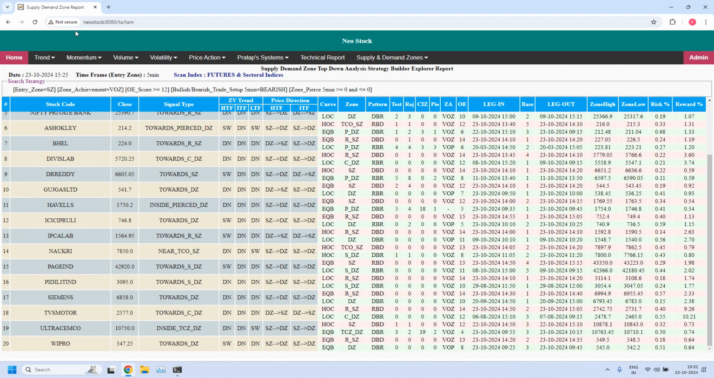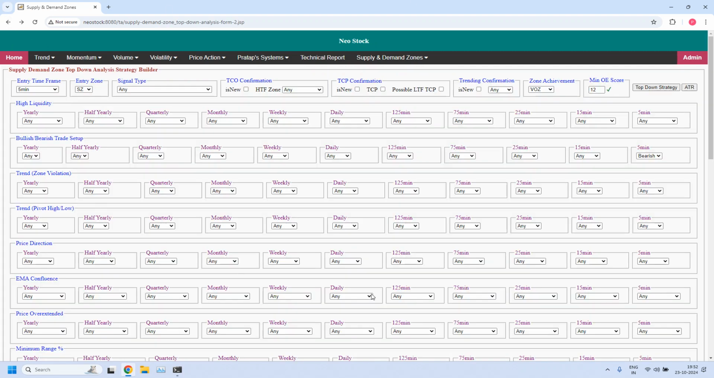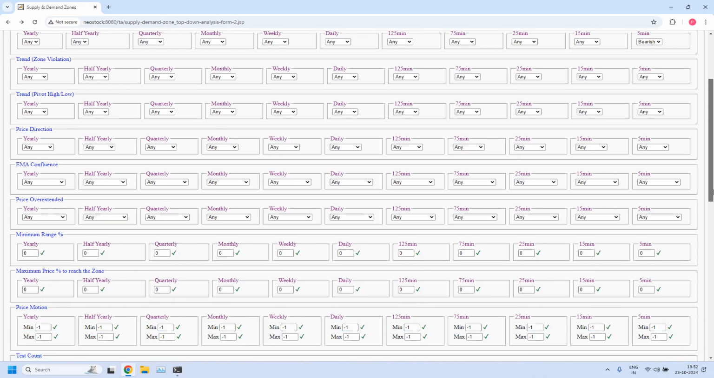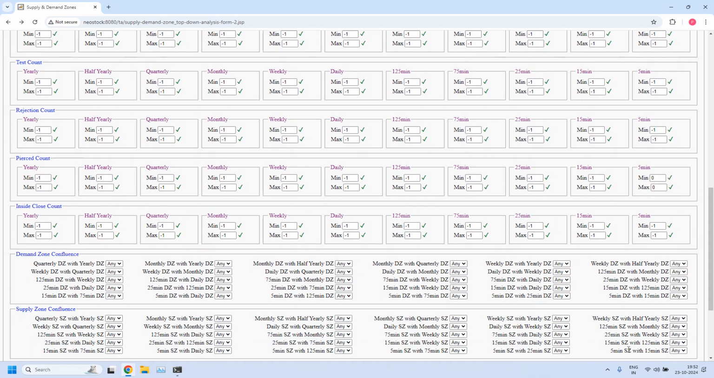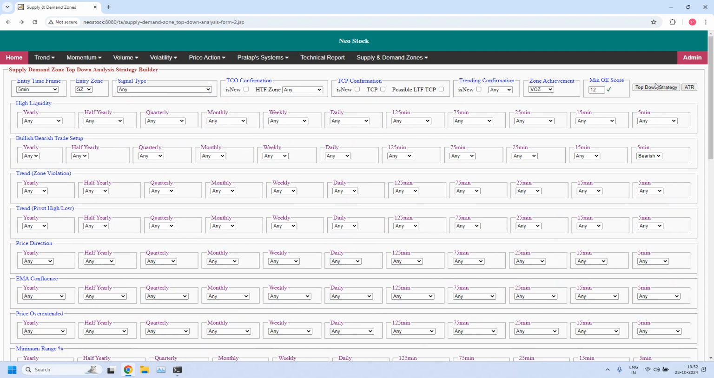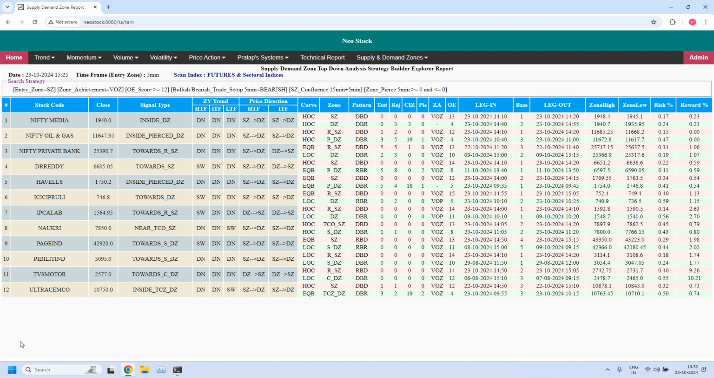So ITF confluence we will verify first. That is 5 minute supply zone with 15 minute supply zone confluence. So I am enabling the filter 5 minute supply zone with 15 minute supply zone confluence. Now we got 12 stocks. Out of 20, 12 stocks are having 5 minute zones are part of the 15 minute supply zones.